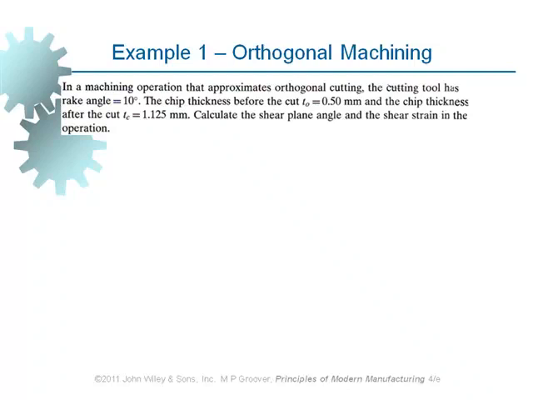Now let's do one example on the basis of the equations we just had, to see how we can make use of these equations to do the problems of machining. In a machining operation which approximates orthogonal cutting or 2D cutting, the cutting tool has the rake angle alpha of 10 degrees. Chip thickness before cut, which is t_o, is given. Chip thickness after the cut, which is t_c, is also given. We are to compute shear plane angle and shear strain on the basis of the equations we just had. So what we are after is shear plane angle, which is phi, and shear strain, which is gamma.